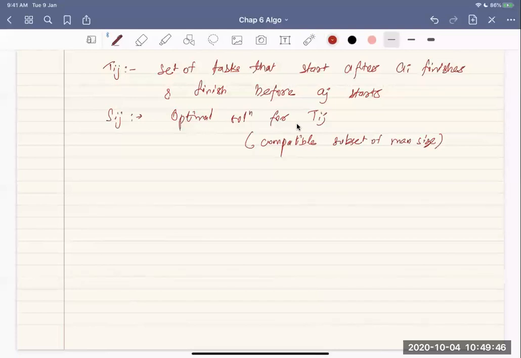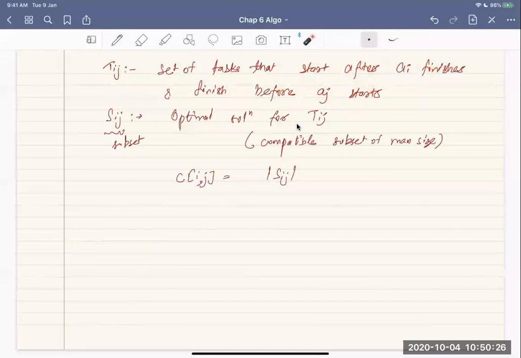Now what is my final solution? Can I write the final solution? Anyway, Sij is my subset, right? So let's define Cij as the size of Sij. Now what will be my final solution? The final solution would be for the tasks, but this definition becomes tricky. The definition says they start after ai finishes and finish before aj starts. But I have to find a solution for all the tasks.